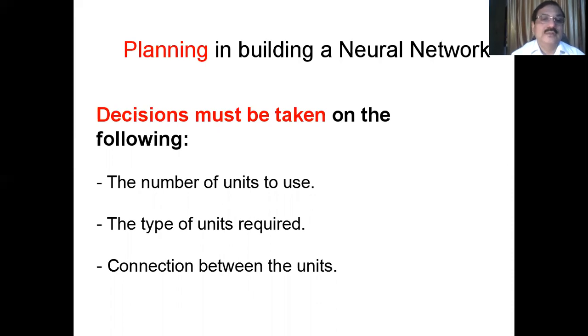So the decision must be taken in the following way. The number of units to use, meaning whether all the units are being used or some finite units; the type of units required, what kind of units, since specific units have their own characteristics and action; and how these are connected. These units are connected with a certain linkage, and as said earlier, links of different kinds have different weights.